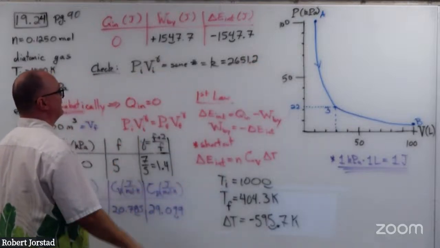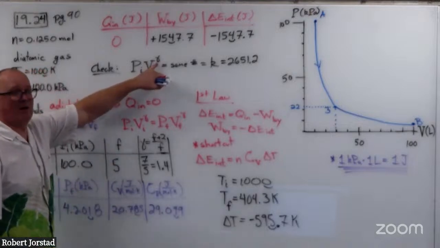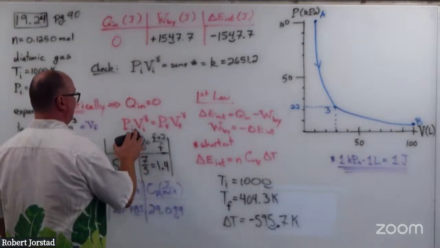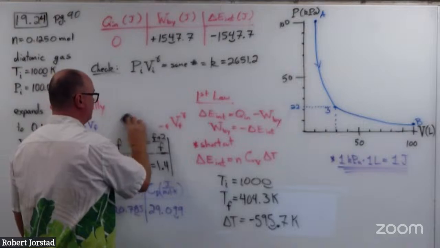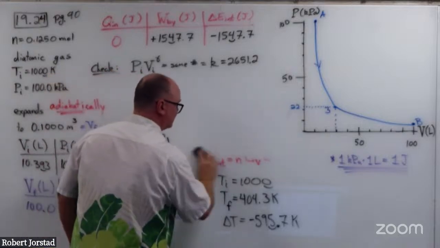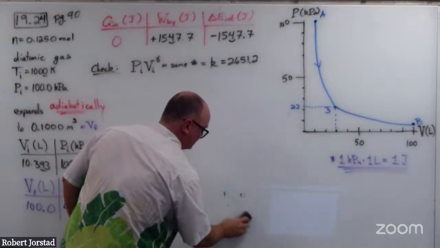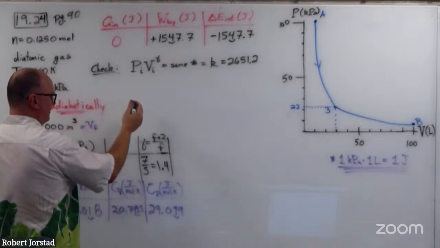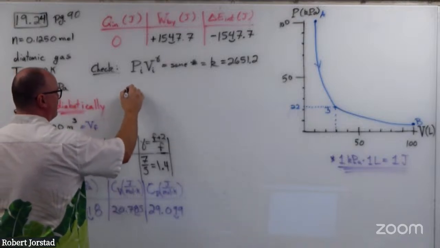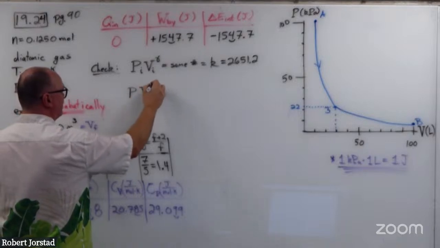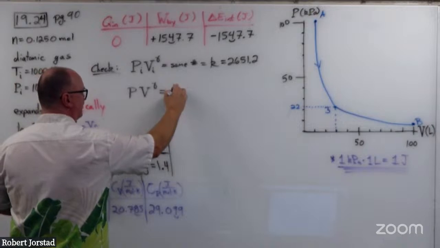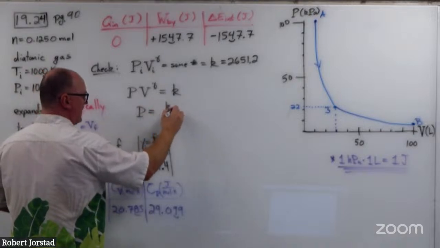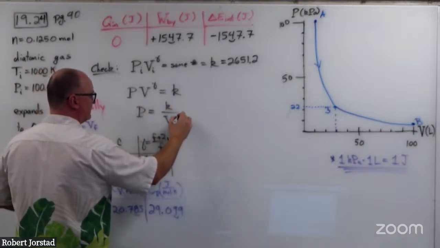I don't know the units on it. It's going to be some weird unit to the 1.4, whatever. But it's some number. I'm not going to worry about the units. And I'm running out of space here, so I'm going to do this. All right, now check. We have P V to the gamma equals that constant. So what is P equal to? It's K over V to the gamma.